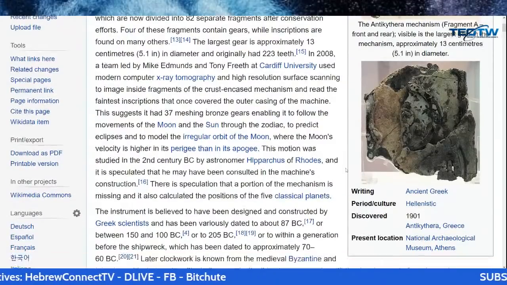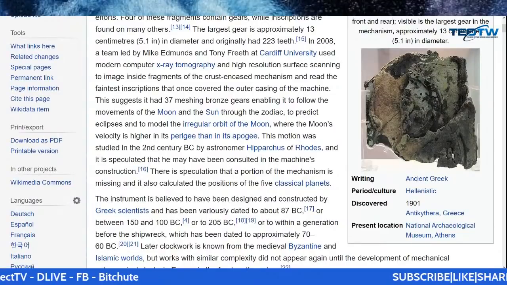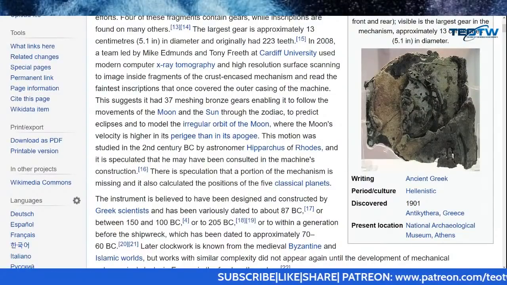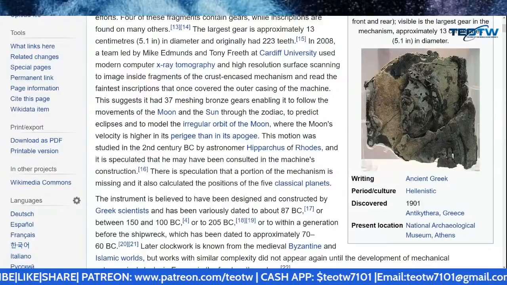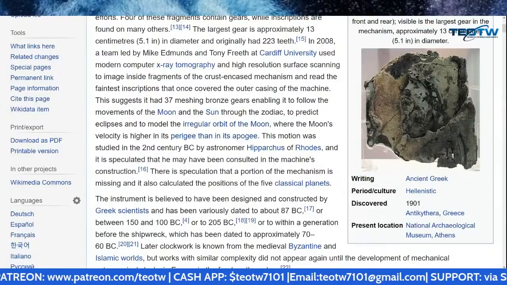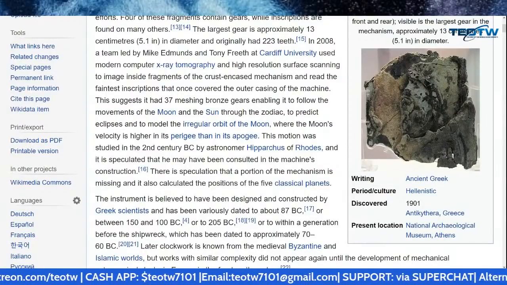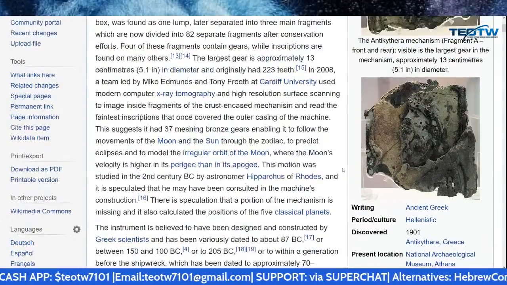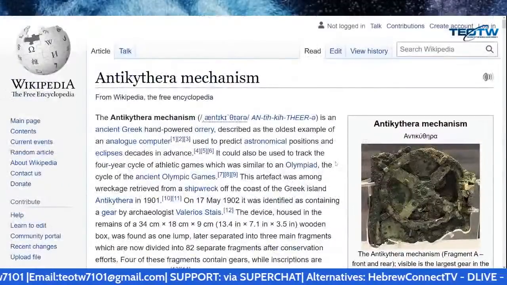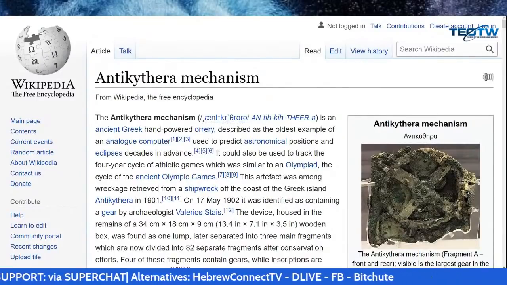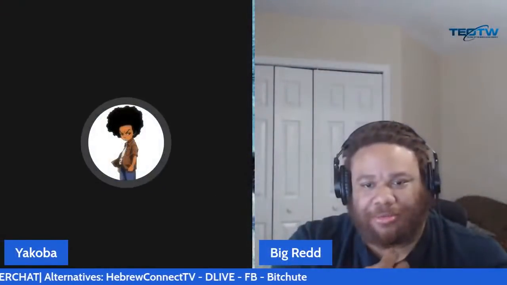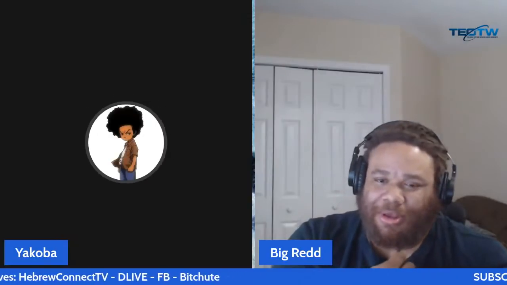In 2008, a team led by Mike Edmunds and Tony Freeth at Cardiff University used modern computer X-ray tomography and high-resolution surface scanning to image inside fragments of the crust-encased mechanism and read the faintest inscriptions that once covered the outer casing of the machine. I'm gonna stop right there, and I want to get your opinion on this, and we can go to your PowerPoint as well, Big Red. What's your thoughts on the Antikythera mechanism?